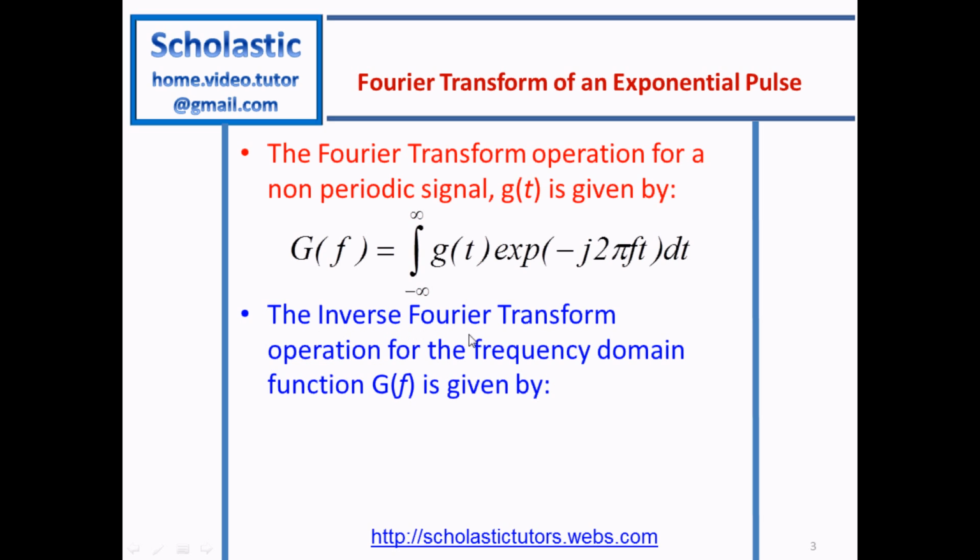Similarly, the inverse Fourier transform operation for the frequency domain function capital G(f) is given by the integral of capital G(f) times exponential j2 pi ft df. Make sure this is positive, earlier it was negative. The integration is with respect to f. Earlier it was with respect to t because the function was a time domain function. Now it's a frequency domain function. Integrate from negative infinity to positive infinity, then you get back the original time domain g(t).